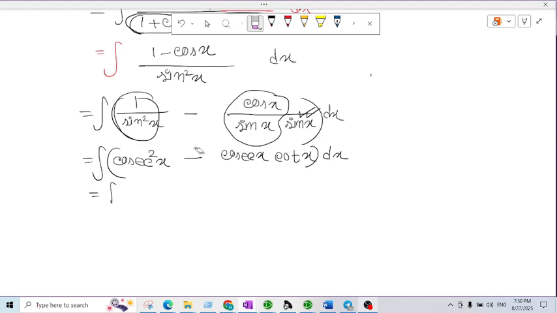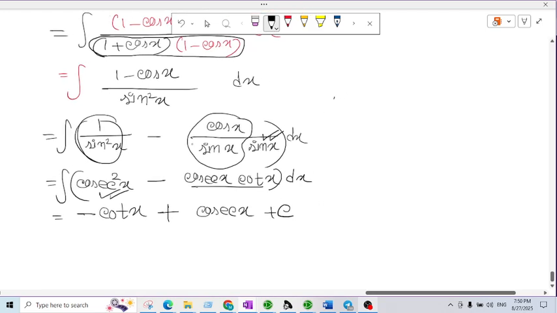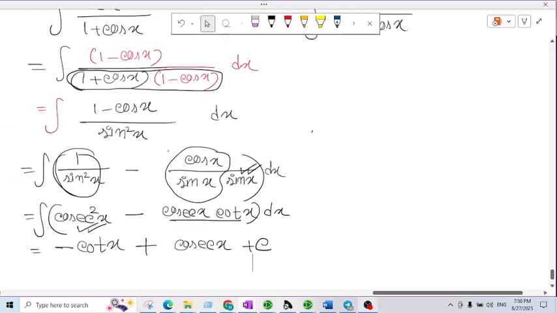So if we integrate cosec square x, we will get minus cot x, and if we integrate this cosec x cot x, we will have plus cosec x, and we have to write here plus c as it is an indefinite integral. Okay, so now let's do the same math in another way.